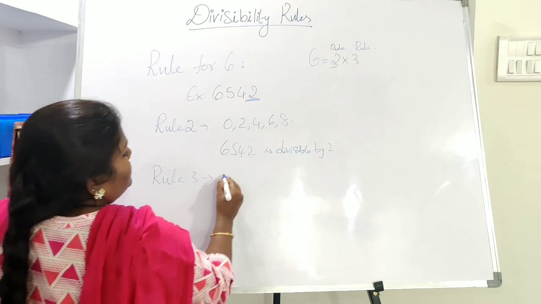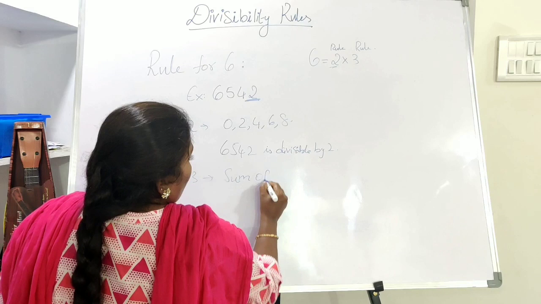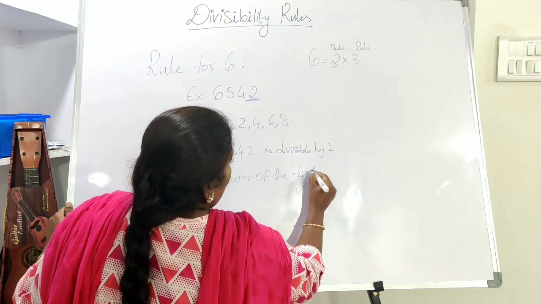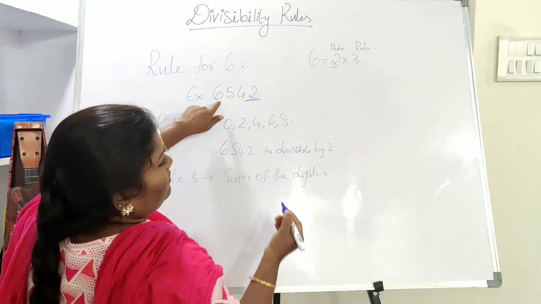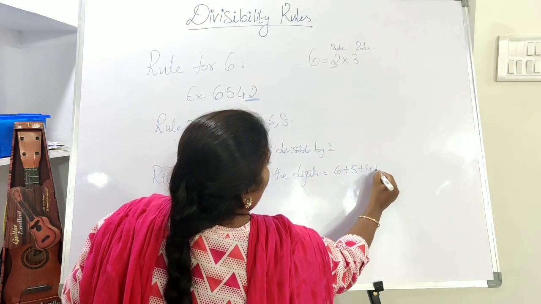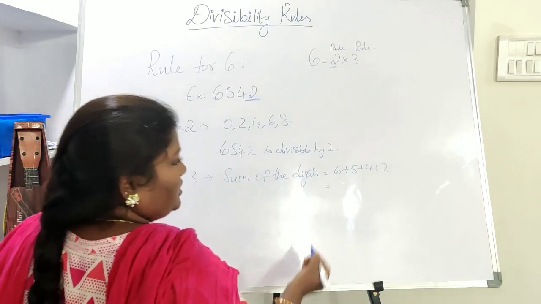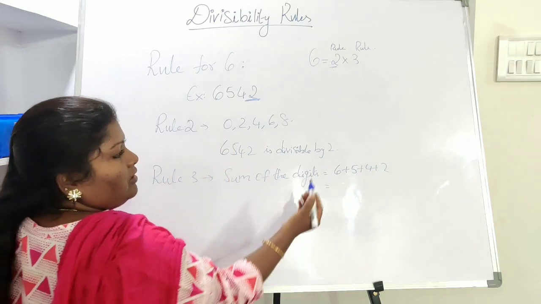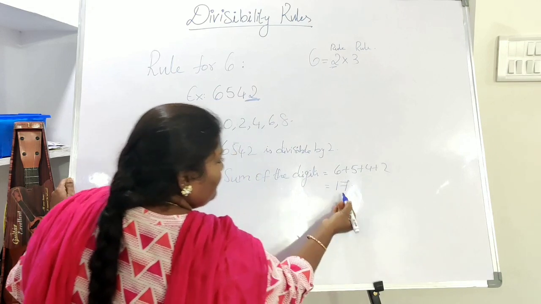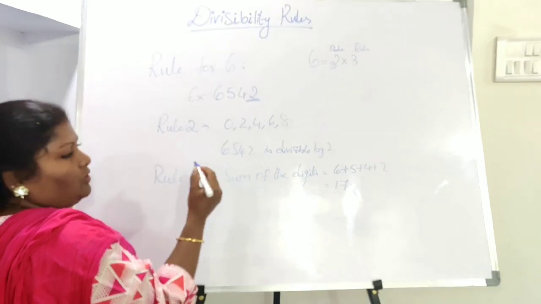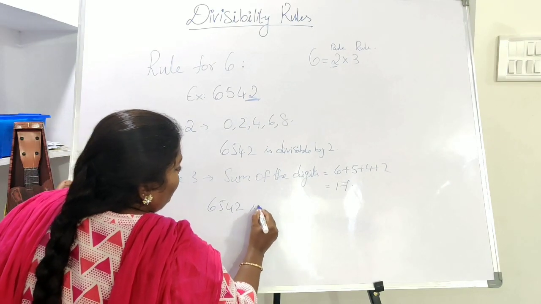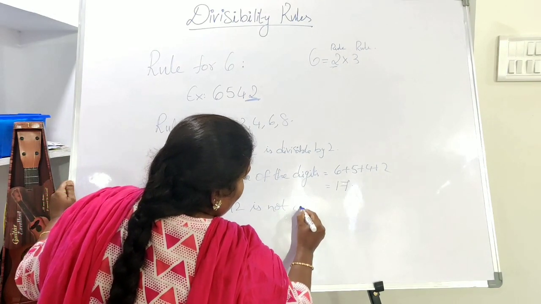Now you have to check rule 3. Now what is the rule? Sum of the digits. You have to add these digits, that is 6 plus 5 plus 4 plus 2. That is nothing but 6 plus 4 is 10. 10 plus 5 is 15. 15 plus 2 is 17. Is 17 divisible by 3? No. So 6542 is not divisible by 3.